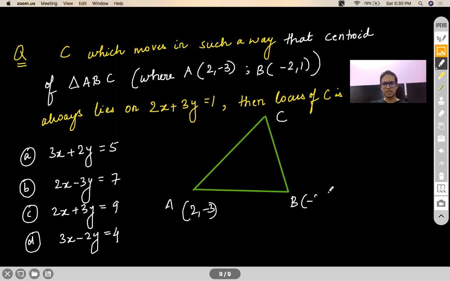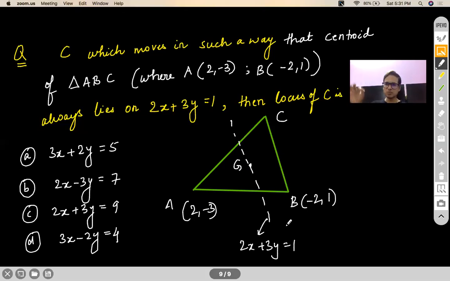Now this point C is moving in such a way that the centroid of this triangle is moving on the line given to you in the question, 2x plus 3y equal to 1. So as you are moving your C, this centroid is moving on this line. Are you getting my point? Along what path are you moving C such that you ensure your centroid is always moving on that line?